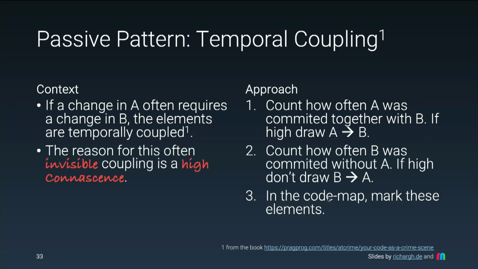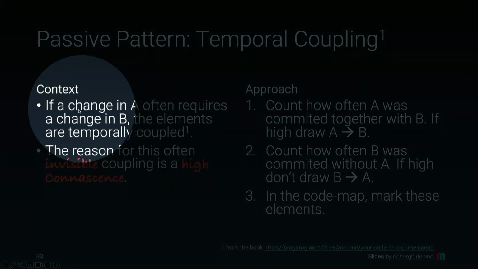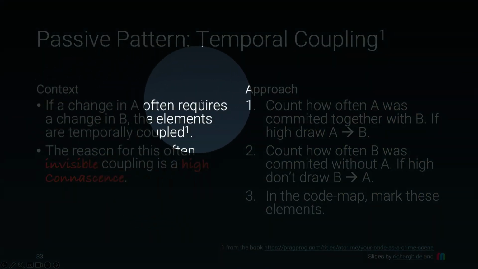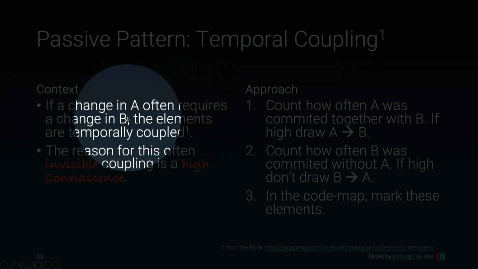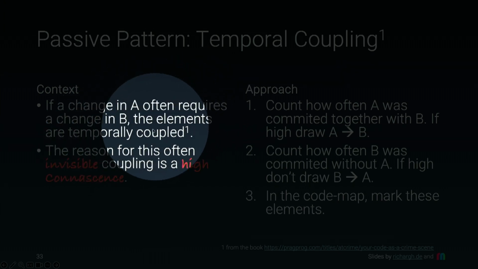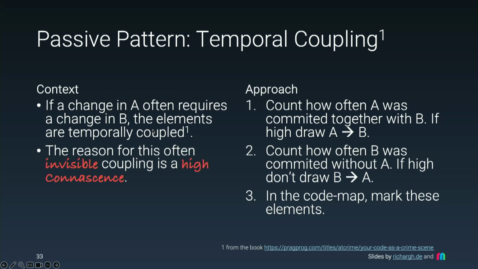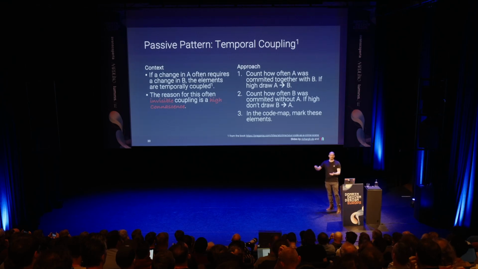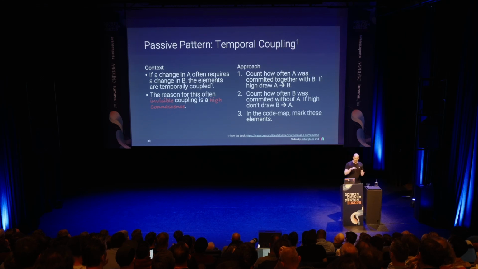Besides import statements, you also have the so-called temporal coupling. This one is tricky. I think it's by Adam Thornhill from his Code as a Crime Scene book. If a change in A often requires a change in B, the elements are temporally coupled. So I make a commit to a file A, and in the same commit, I also change file B. If that happens enough, there's some form of temporal coupling.